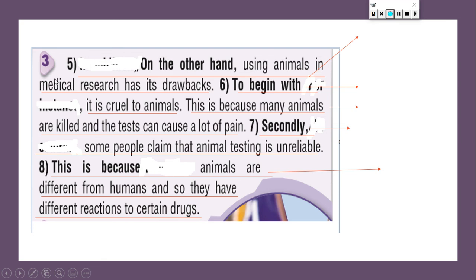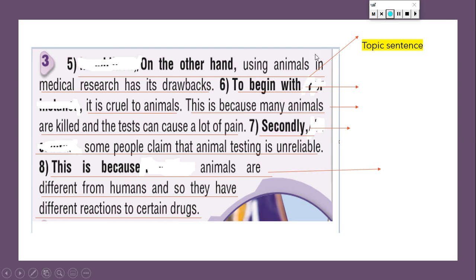So paragraph number 3, we are going to move to the drawbacks. When I say drawbacks, I mean the disadvantages. And the linker here, on the other hand, this is to show contrast, that you are going to move to a different point. So as you can see, this is my topic sentence. On the other hand, using animals in medical research has its drawbacks, which means that my paragraph will be about the drawbacks and disadvantages.